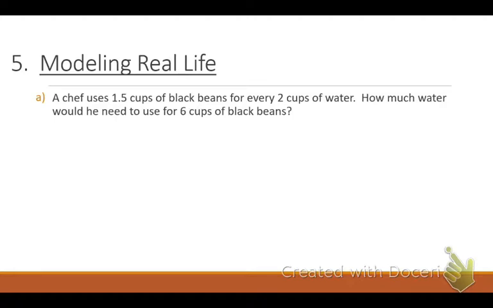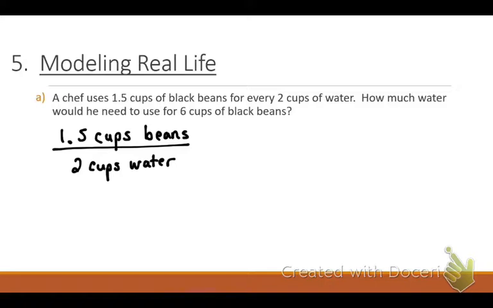A chef uses 1.5 cups of black beans for every 2 cups of water. How much water would he need to use for 6 cups of black beans? This is a very common kind of problem you might have if you're doing any sort of cooking in the kitchen. So let's start with the first thing it gives us. What does it tell me first, guys? Okay, so let's start with that. 1.5 cups of black beans, per how much water? 2 cups of water.